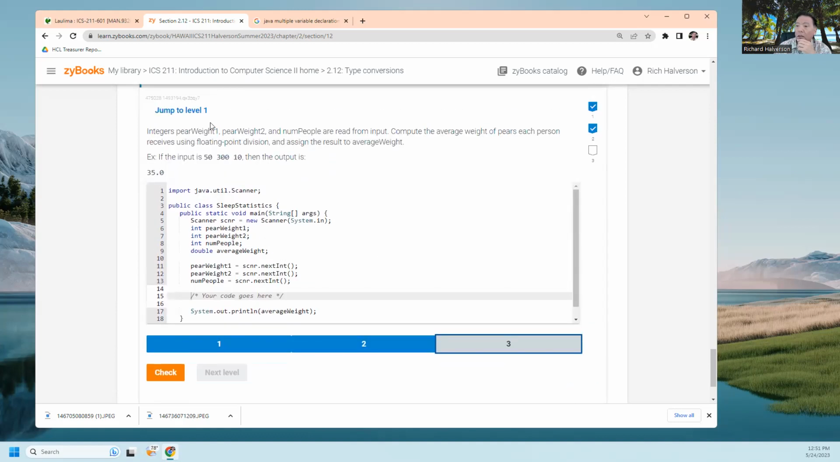Okay, we've got these integers here. Compute the average weight of pairs per person each person receives. Average weight, is that okay? So 350 divided by 10. So you don't want to add the two together.